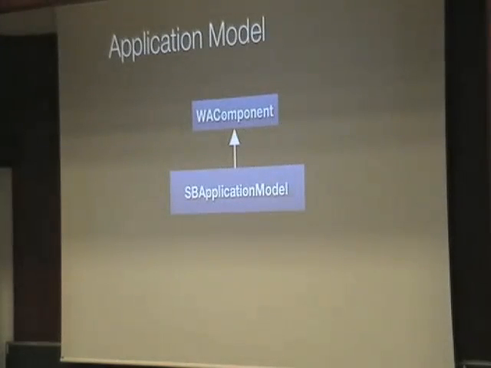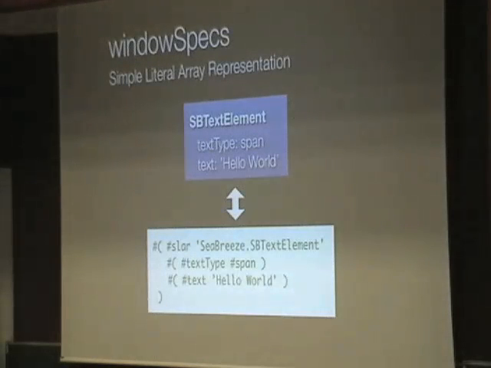Okay, so the application model is what is required as a component, because you cannot just add the elements to any component. And it knows which objects to create and what to do with these objects. Like, it has a window spec that contains all the information, and the window spec is basically a literal array that contains literal array representations of the elements.